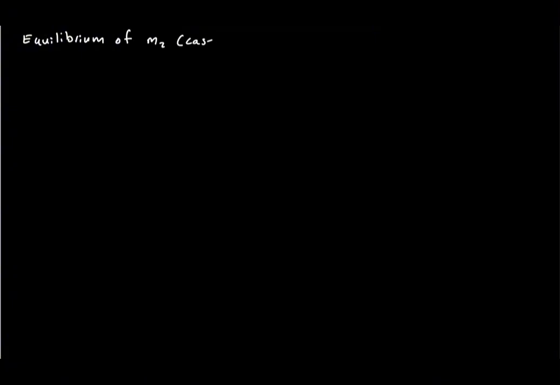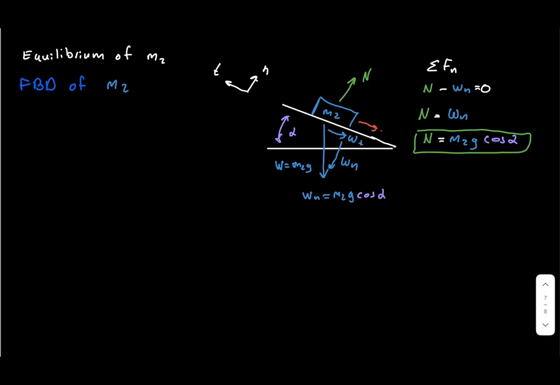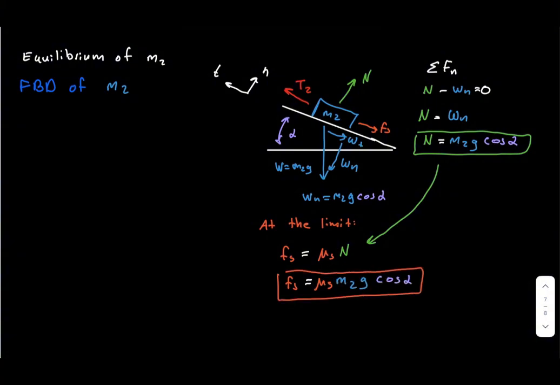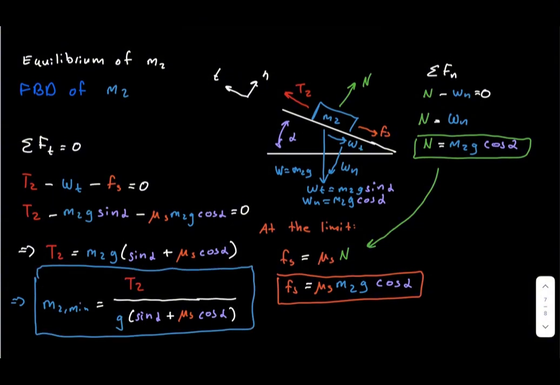Now isolate the block on the incline. Its normal force equals the normal component of its weight. At the limiting condition, static friction equals the coefficient of static friction multiplied by the normal force. Along the incline, the rope tension acts uphill, while gravity and friction act downhill. Applying equilibrium gives a lower limiting mass of approximately 74.6 kilograms.